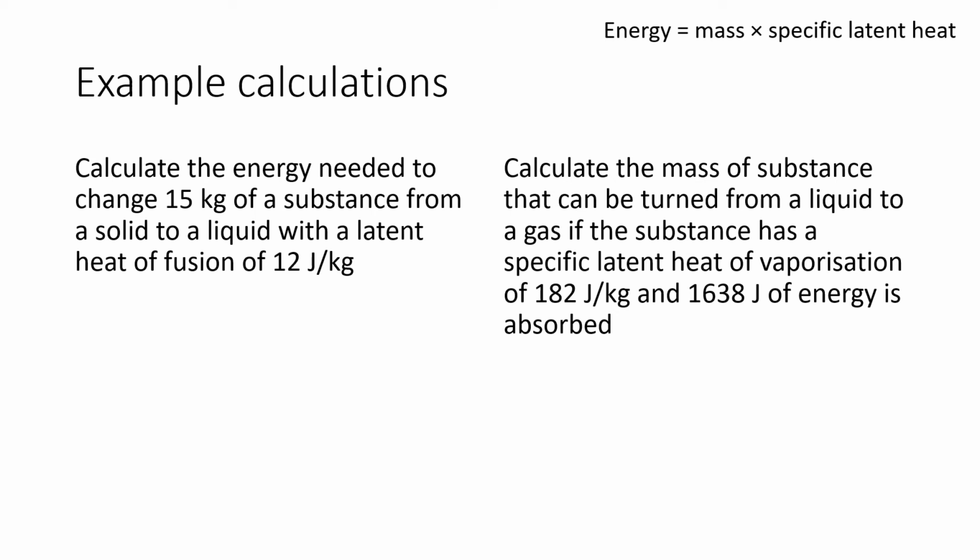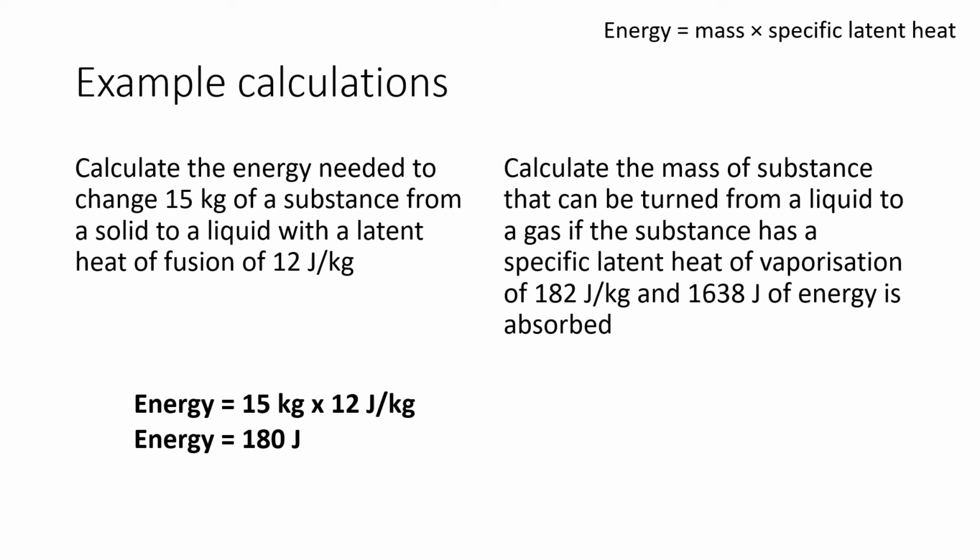Well, in the first question, it says calculate the energy needed to change 15 kilograms of a substance from a solid to a liquid with a latent heat of fusion of 12 joules per kilogram. Well, all we have to do there is a simple multiplication, which would give us 180 joules. Remember, if you leave the units off your answer, it can cost you marks.